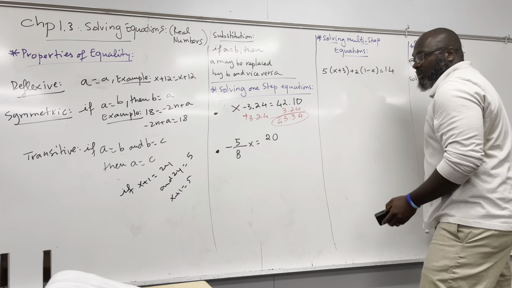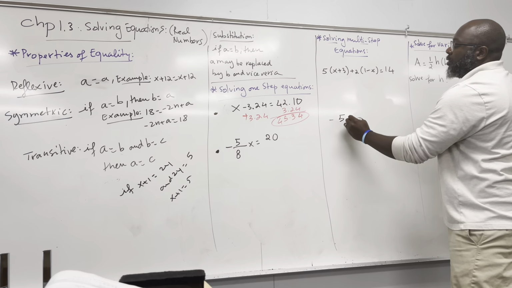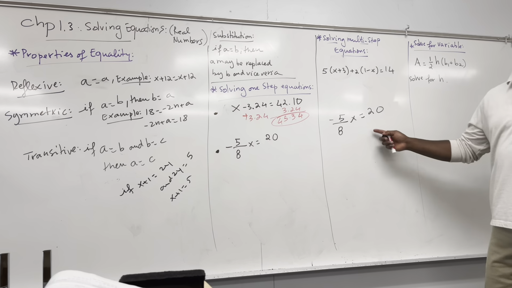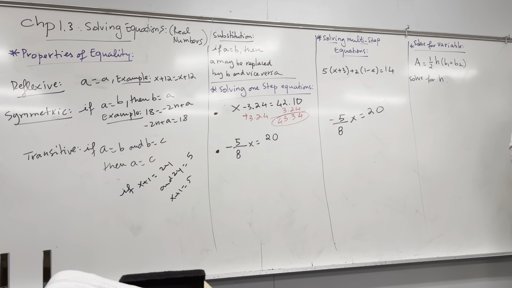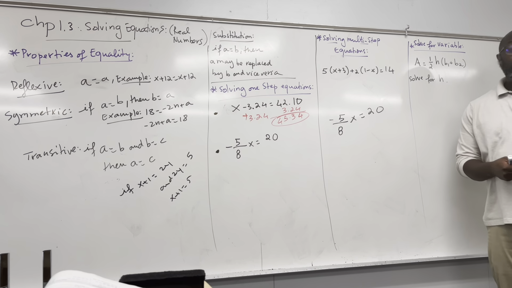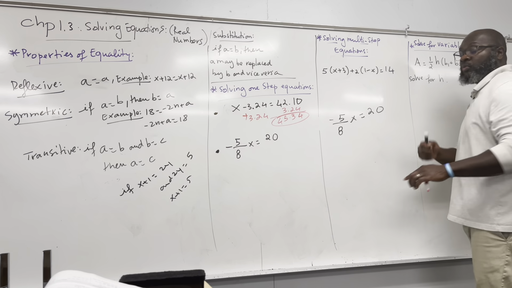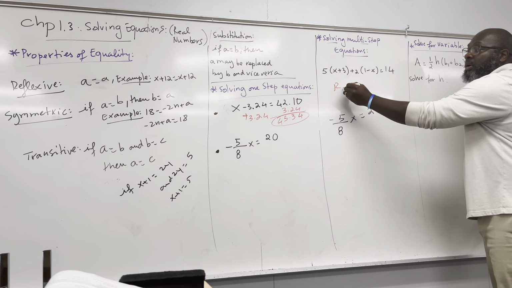Now the next one is a little more complex. So we have -5 over 8x equals 20. So how do I solve this? By using one step. You can multiply those by 8 over -5. Yeah, that's right. Because I want to get rid of this, so what do we call that? It's called start with R.